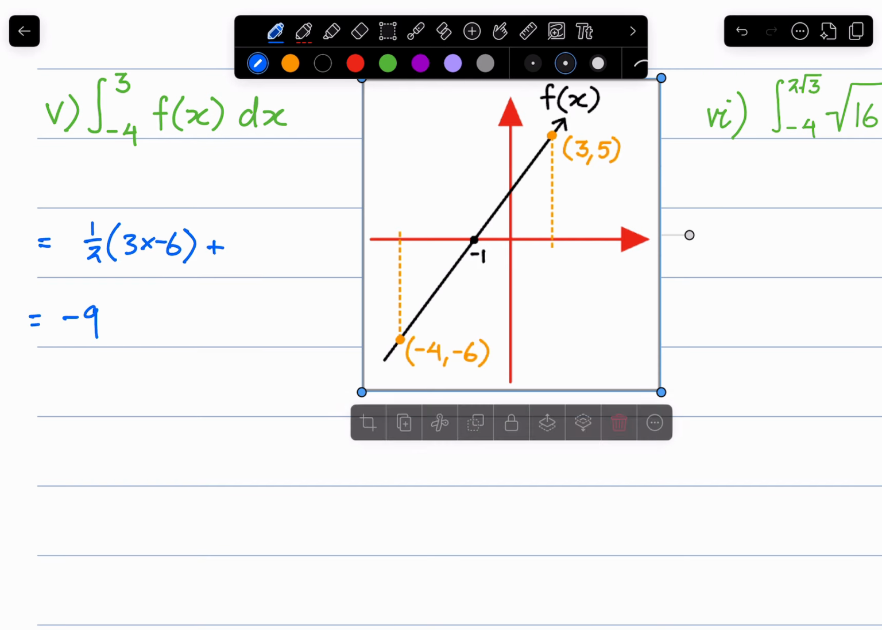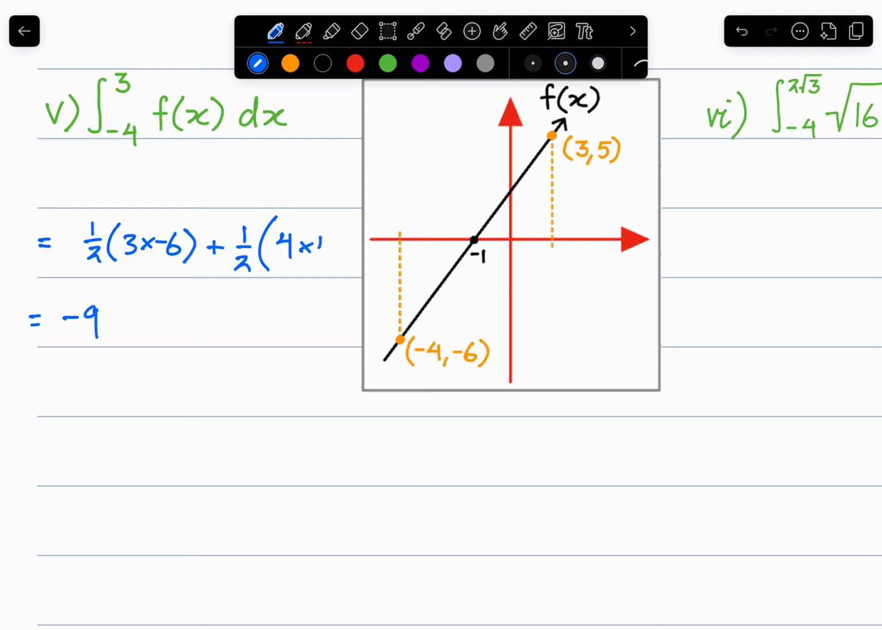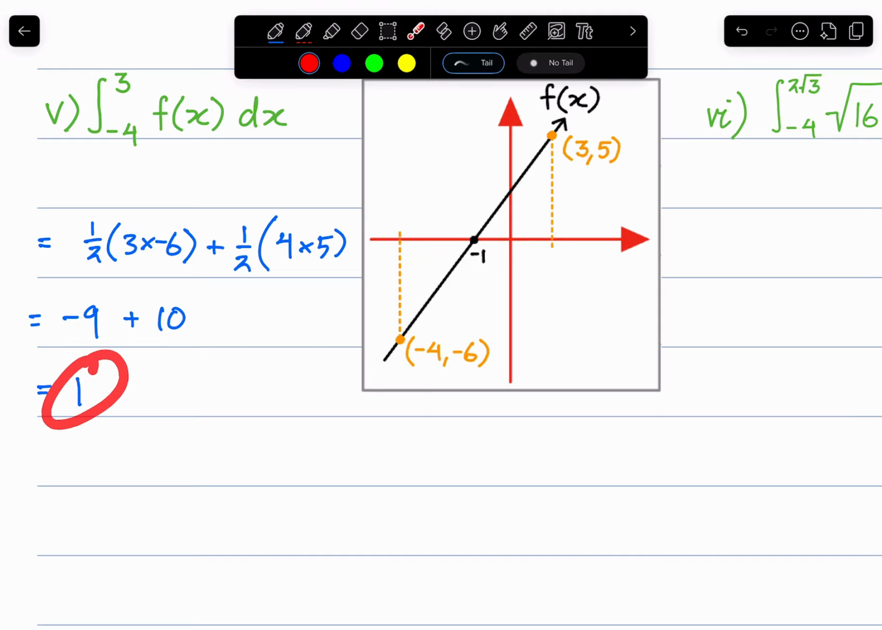To this, we're going to add the area of this triangle now. This is from -1 till 3. So half, the base of this is going to be 4, and the height is going to be 5. The area of this, 4 times 5 is 20, divided by 2 is 10. All in all, we get a definite integral of this of 1.